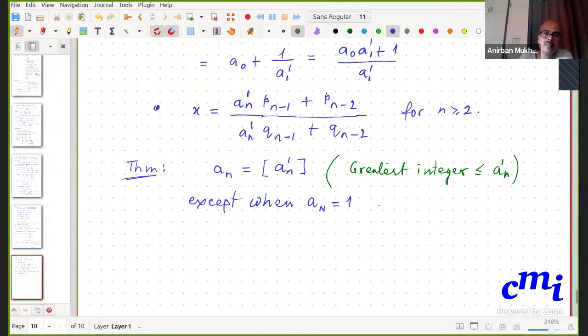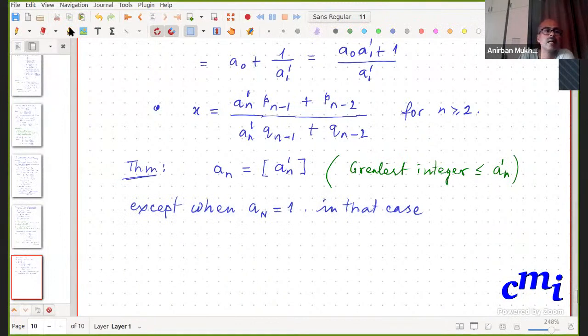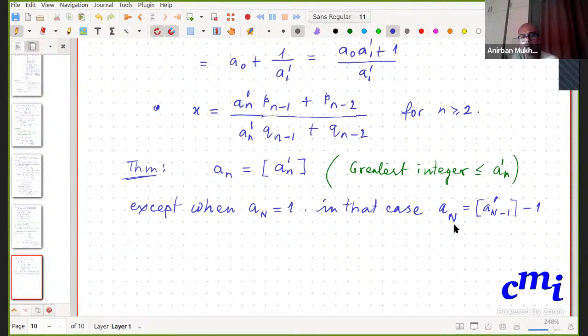Whenever the last entry is 1, in that case, a_n' is equal to a_n minus 1. So this happens if, sorry, n minus 1.